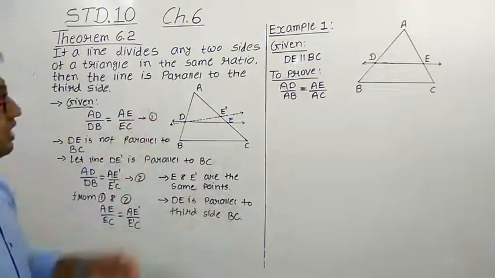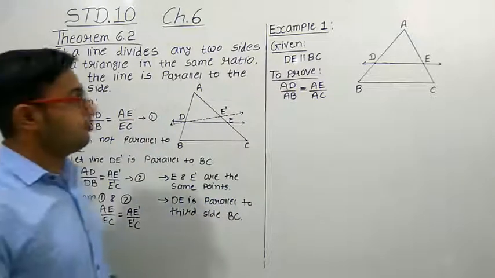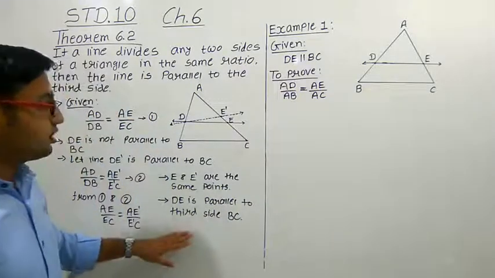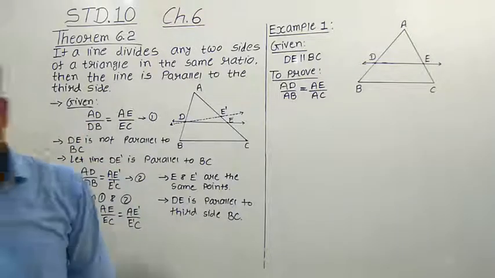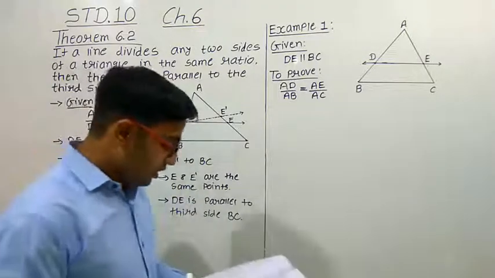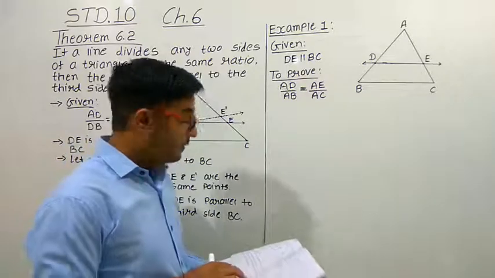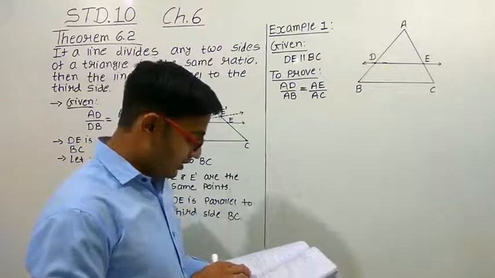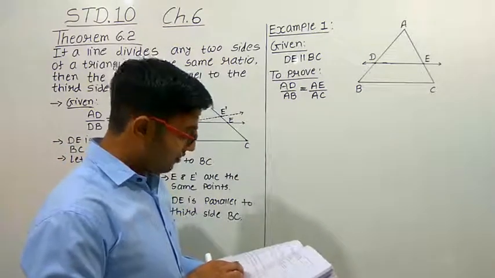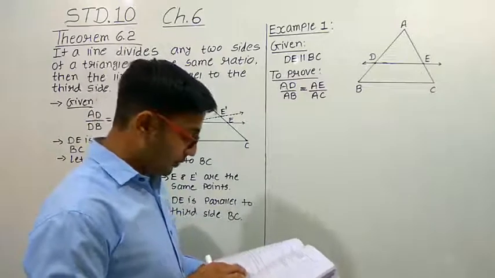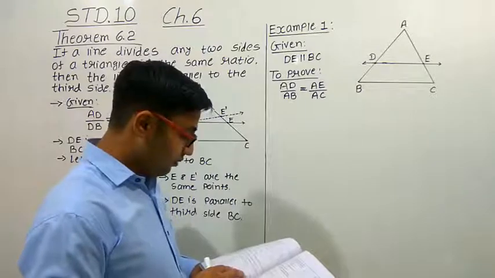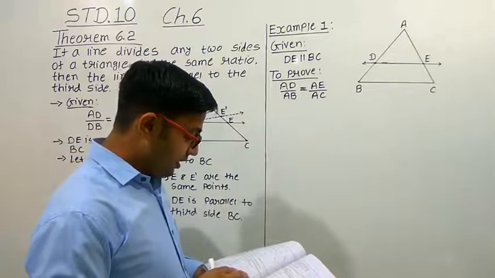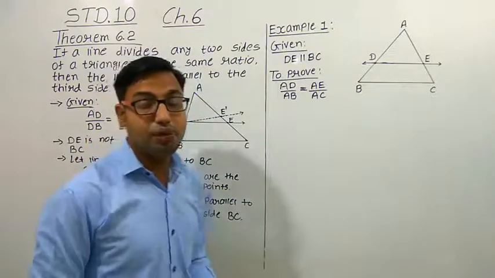Okay, now let us study example number 1, which is based on this theorem. What is the question? The question is: if a line intersects AB and AC of a triangle ABC at D and E respectively and is parallel to BC, prove that AD upon AB is equal to AE upon AC.